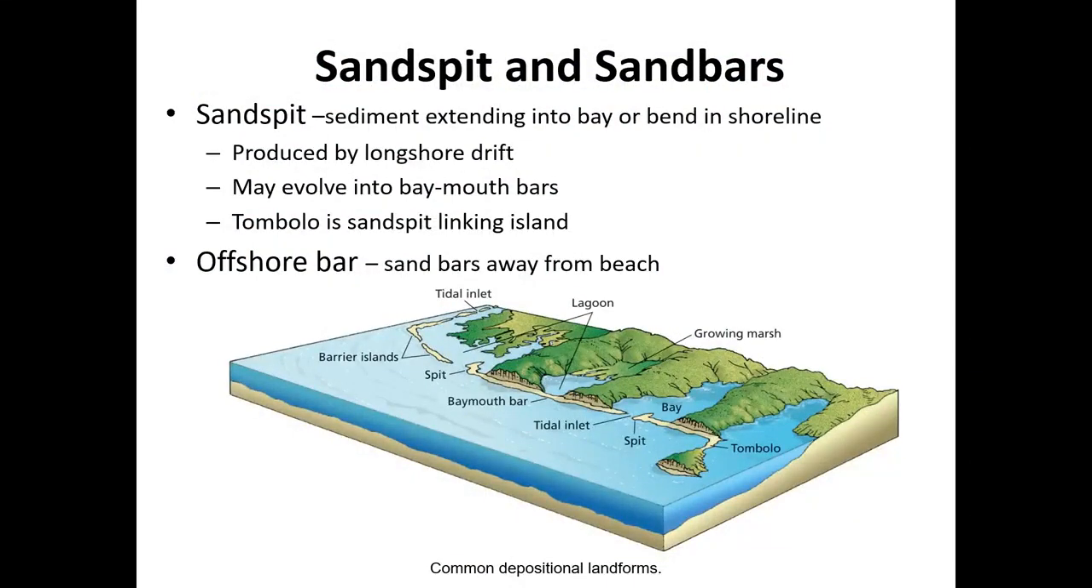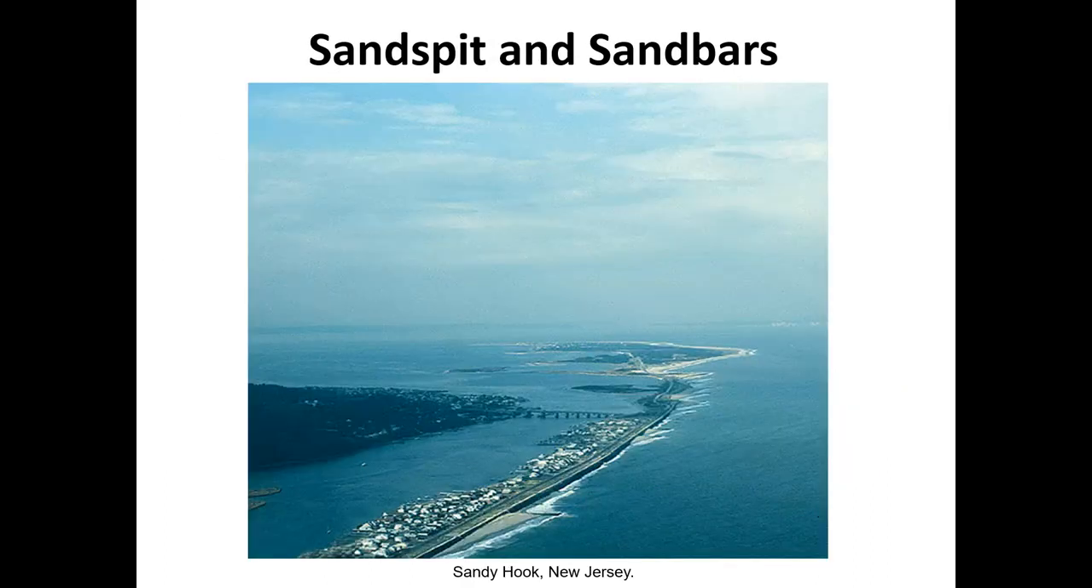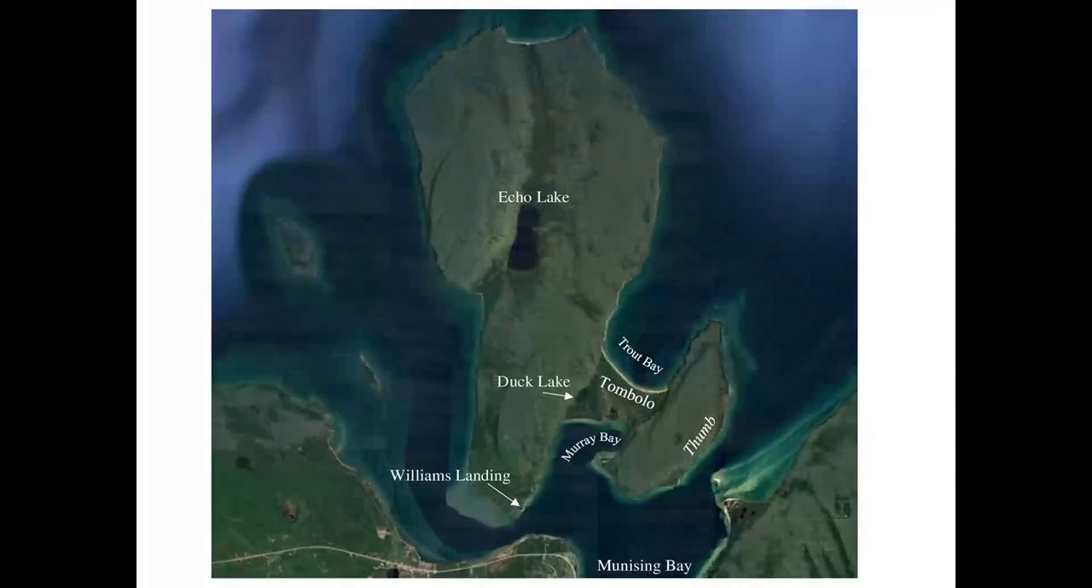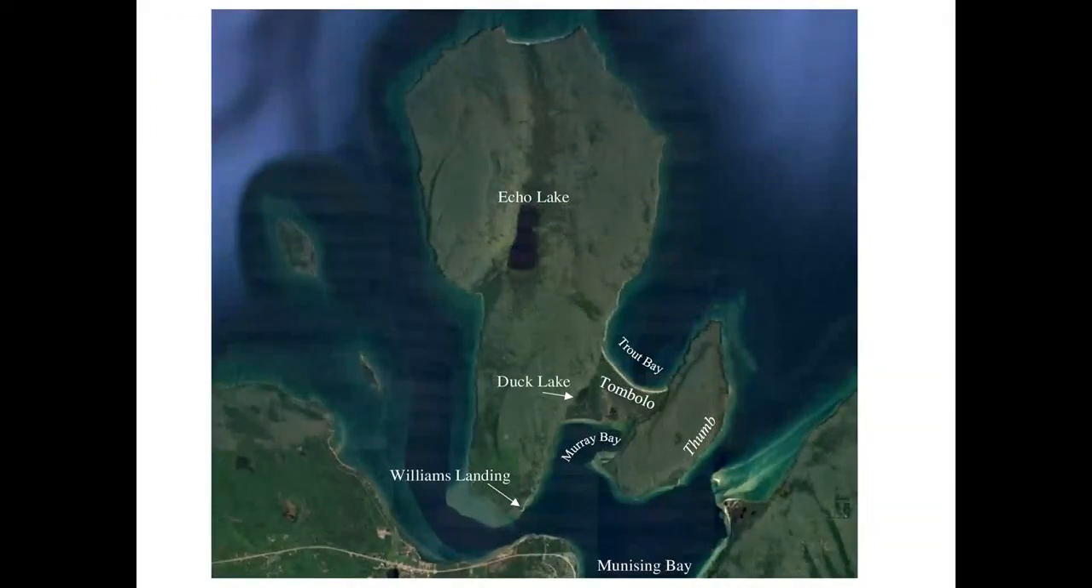A tombolo is basically when you have a sand spit that extends out and links up with an existing island. Those are a little unusual, but there's a fairly famous one in Grand Island. This is an island off the coast of Lake Superior near Munising. If you've ever been to Munising, this is near all those beautiful rock formations they have. And it's near Lake Superior, Lakeshore.